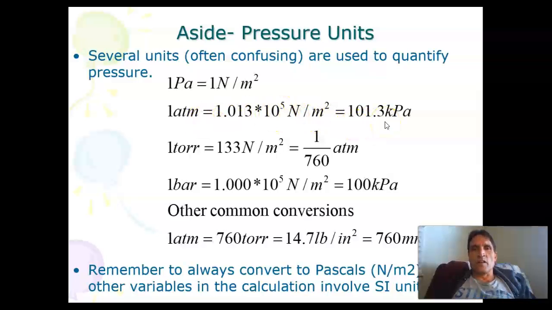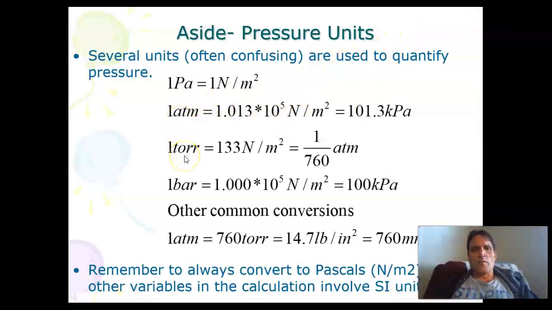101.3 kilopascals. And it turns out that the pressure decreases with altitude, and at Boone's altitude, it's about 90 kilopascals, or a little less than 90% of that at sea level. Okay, so this is one unit of pressure, atmospheres.